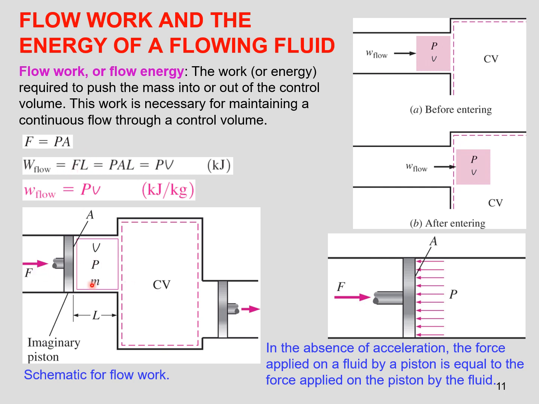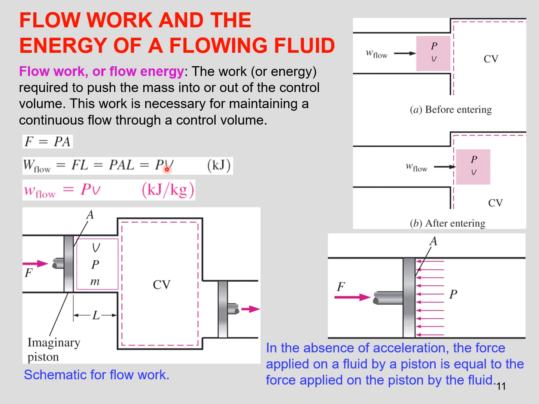So if, for example, we have an imaginary piston, and it's going to push on a chunk of fluid. The chunk of fluid has a certain volume, a certain pressure, and a certain mass. We take our piston and we push this fluid a distance L. So how much work did we do? Well, we did F times L, but F, remember, is our pressure times our area. So A times L, that's our volume, so pressure times volume.